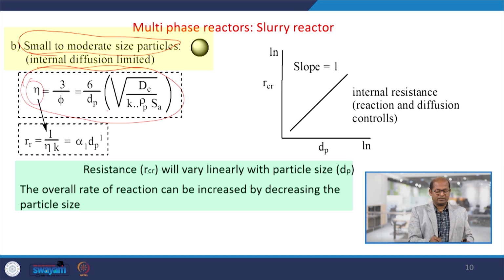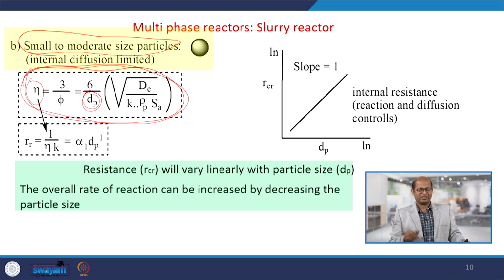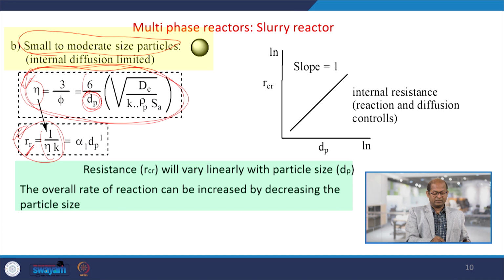So, effectiveness factor and particle diameter are related like this. We can read these equations later, as there is another chapter where we will study that. Now, eta and the diameter of the particles are inversely related. Eta is the effectiveness factor and dp is the diameter of the particles that you have taken. In these equations, R, the internal diffusion and reaction resistance, equals 1 by eta k. If you substitute eta equal to this part, the rest of the parts are constant.